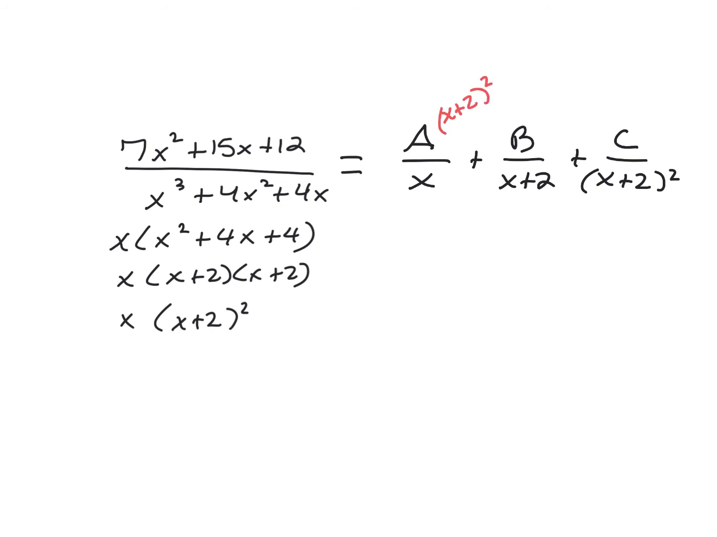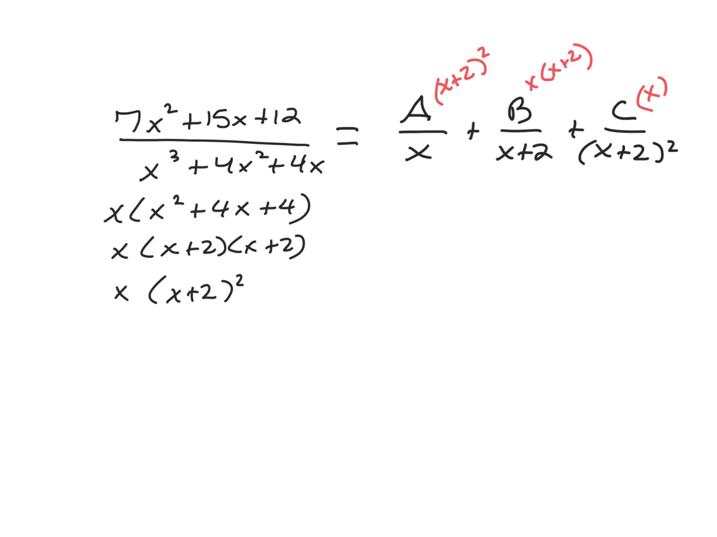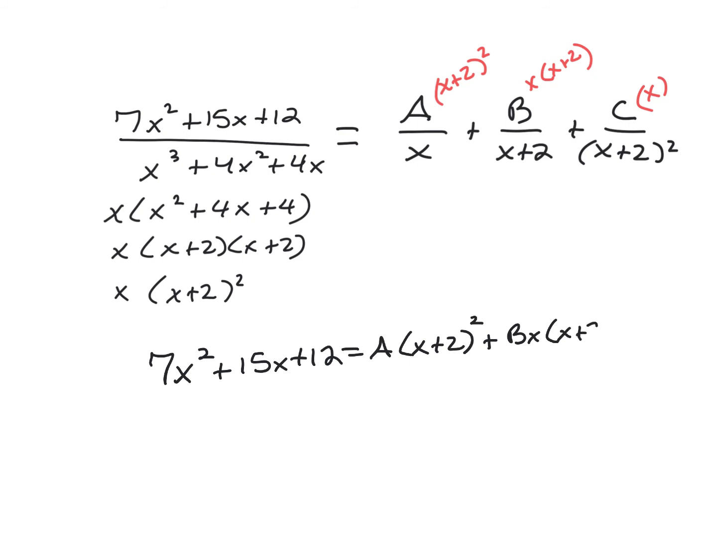The next one is missing an x and an x plus 2. And then the last one is only missing an x. I'm now going to get rid of the denominator, and now I'm only working with the numerator. So I'm going to come down here, and the equation I'm using to solve is 7x squared plus 15x plus 12 equals a times (x plus 2) squared plus bx times (x plus 2) plus cx.